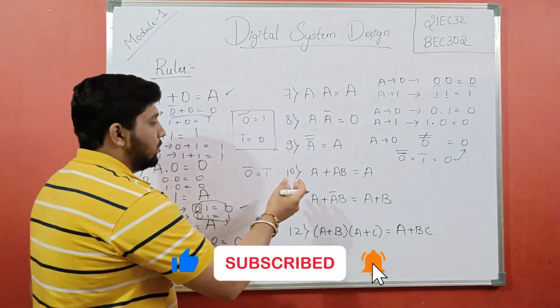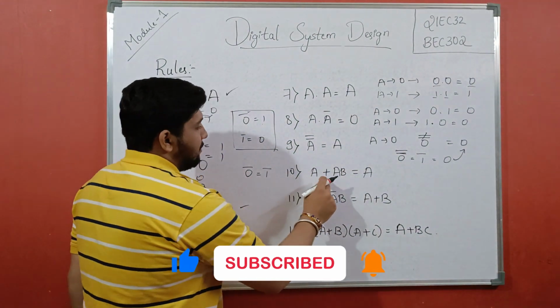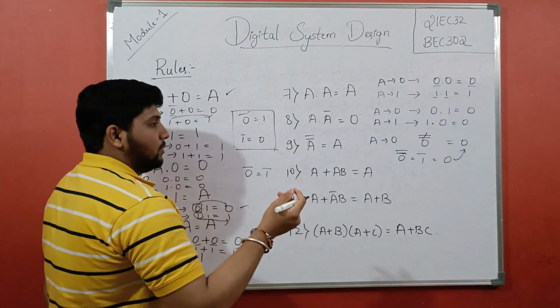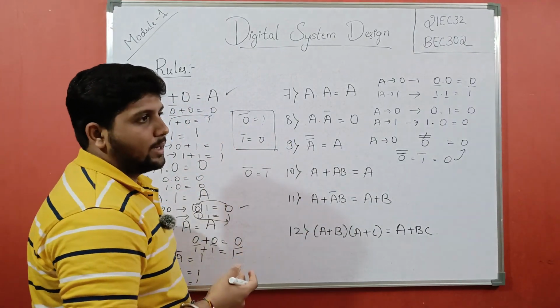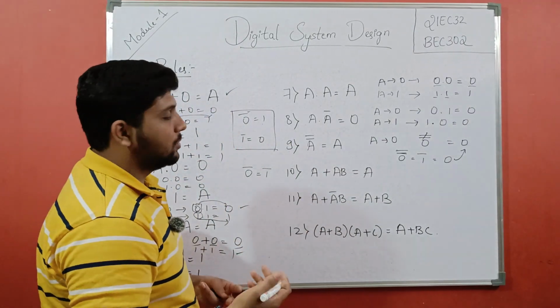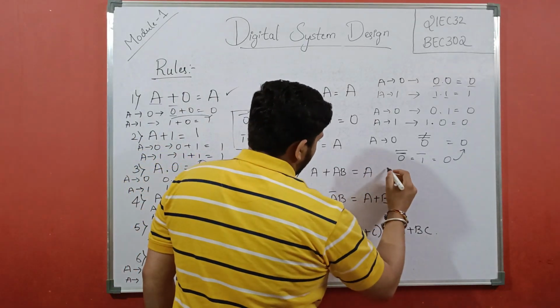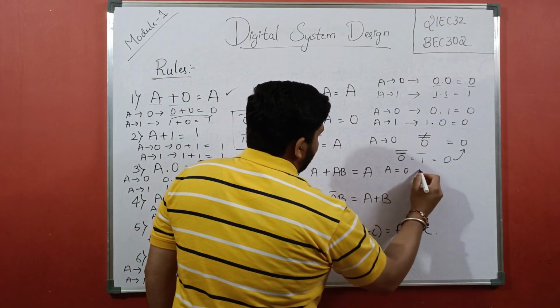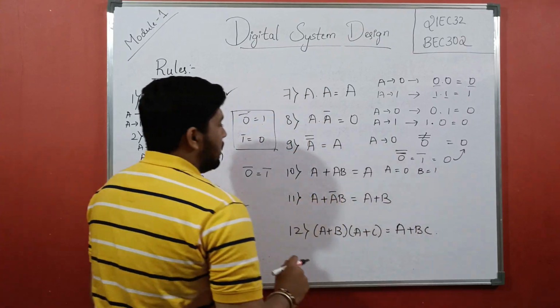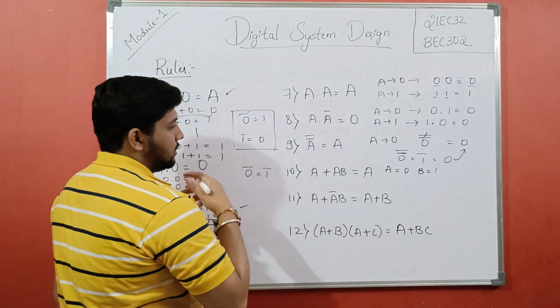Okay, let's study the 10th rule here. It says A plus A into B is equal to A. So we're going to take a case here. We'll take A to be 1 and B to be 0, or vice versa. You can take anything. So when A is equal to 0 and B is equal to 1, okay, how does this formula work, or how does this rule work?